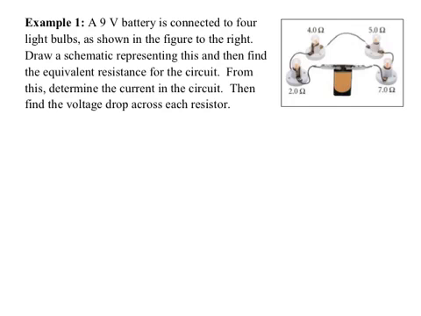Let's take a look at an example of series. We may only get through series today, and maybe we'll push back the parallel ones for the next class. Depends. All right, so an example. A 9-volt battery is connected to 4 light bulbs as shown in the figure to the right. This is the example we talked about where there's multiple bulbs connected. Draw a schematic representing this, then find the equivalent resistance for the circuit. From this, determine the current in the whole circuit, then find the voltage drop across each resistor.